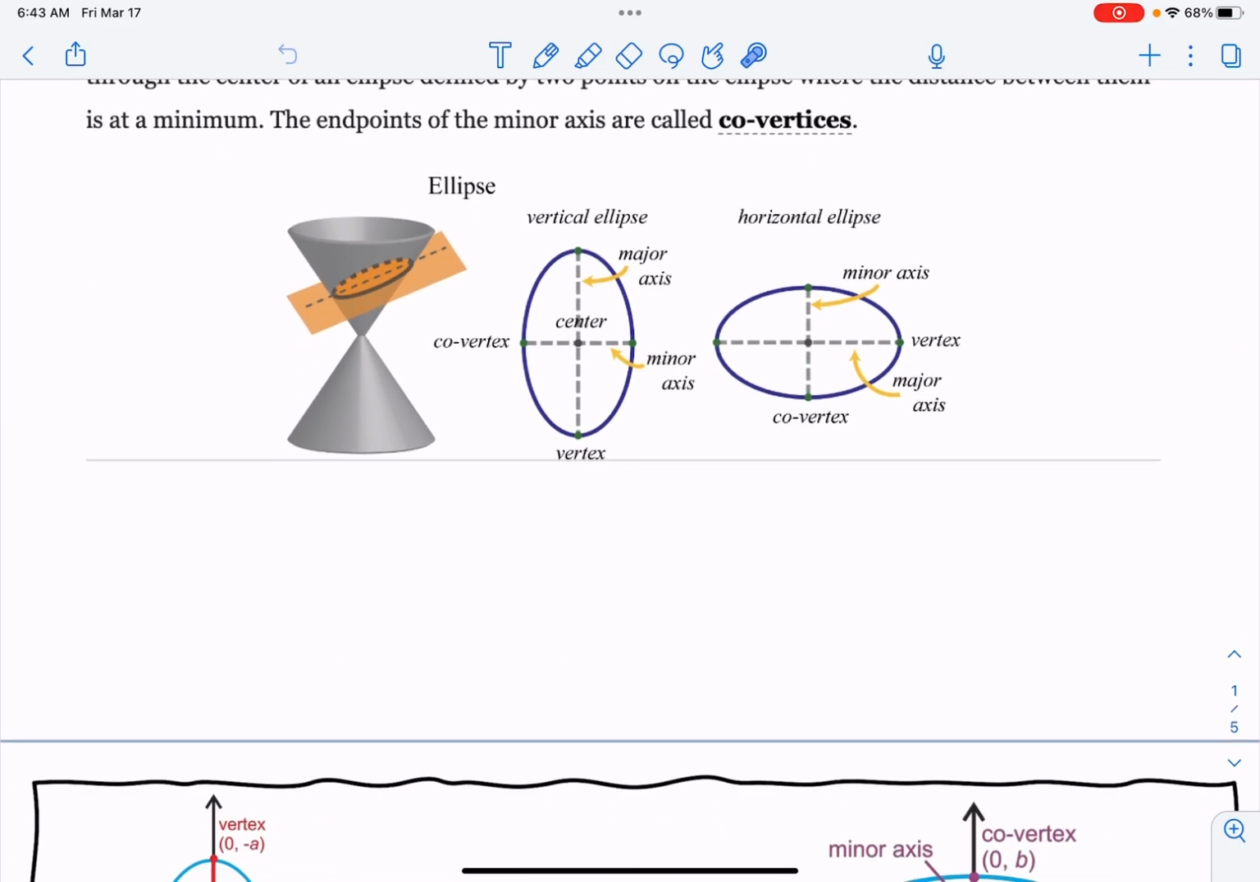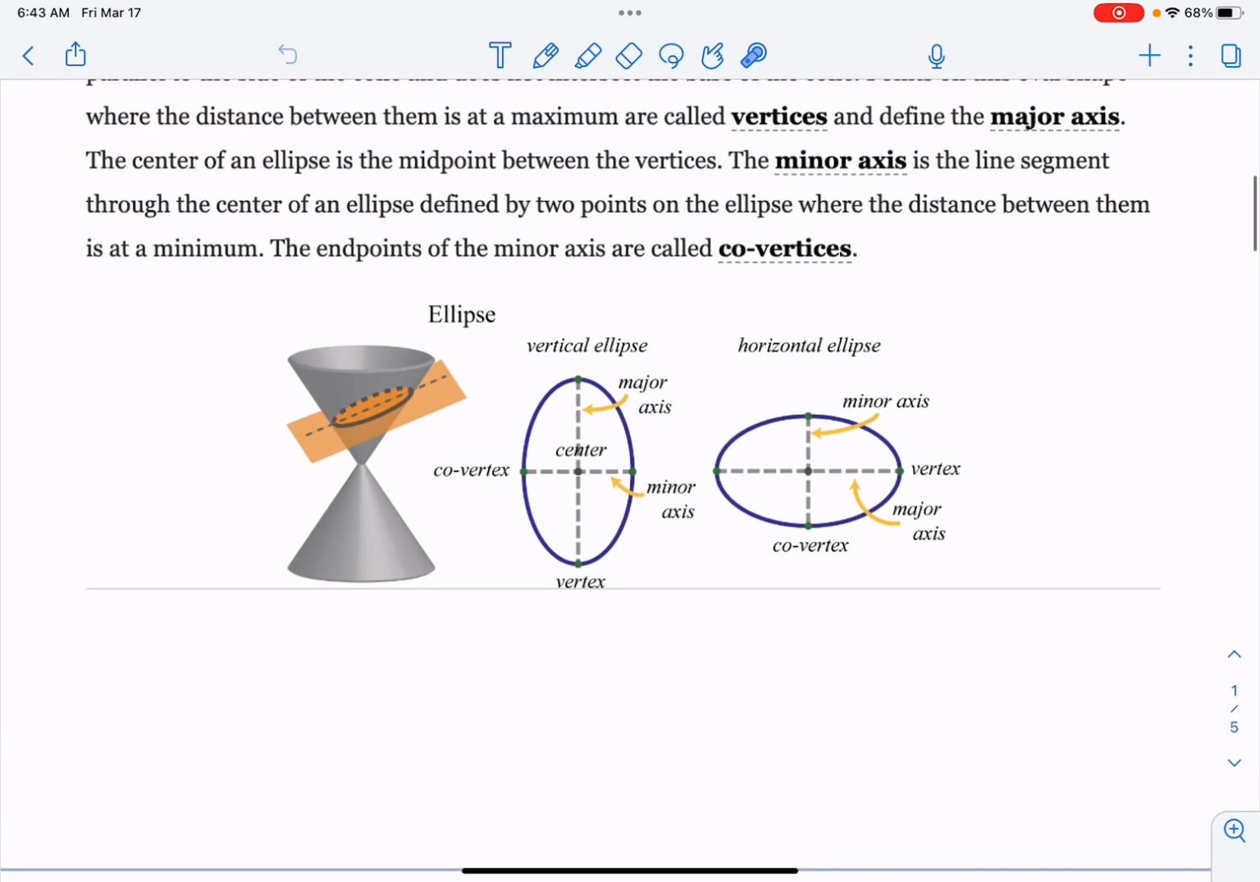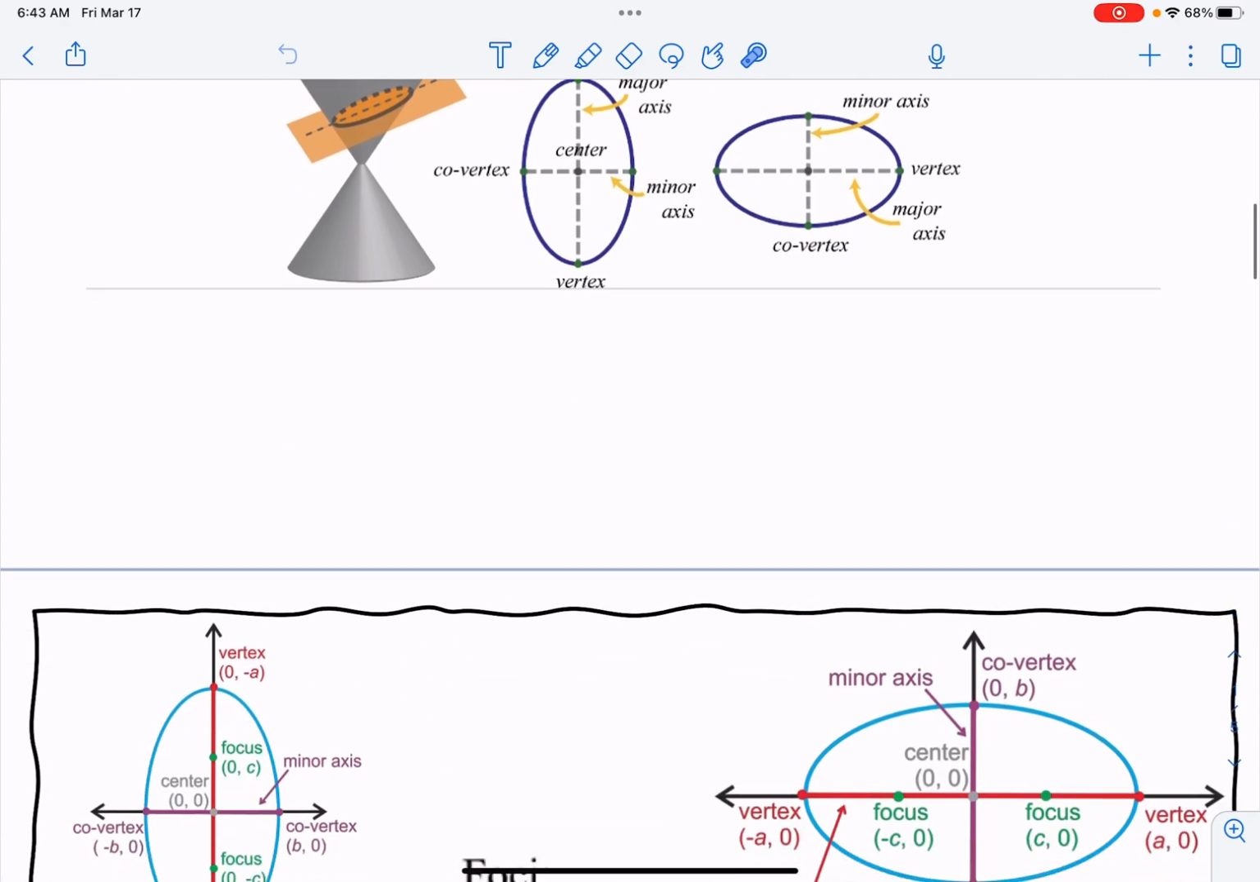Now we have two different types of ellipses. We have ellipses that are vertical, okay, where we have what are called our vertices, which are on the major axis because this is the longest side, and our co-vertices, which would be horizontal here. We also have what's called a horizontal ellipse, where now the major axis is horizontal, which means that these are called our vertices, and this is our minor axis, which has our co-vertices. So we do need to know the terminology here.